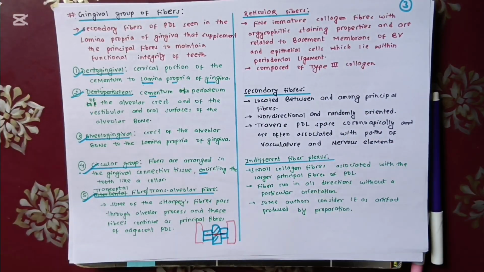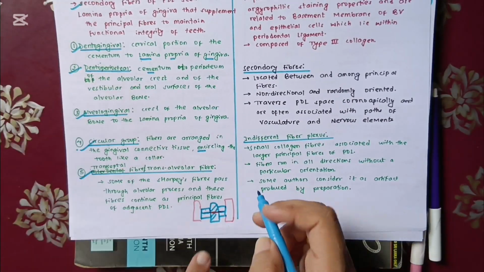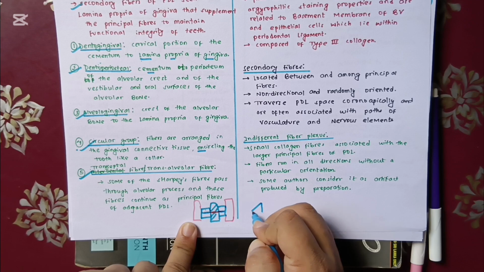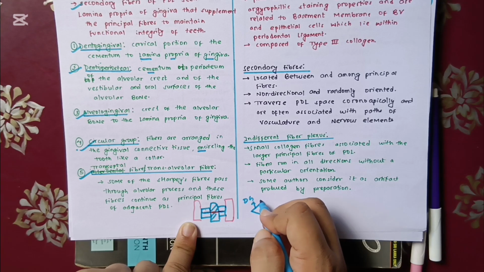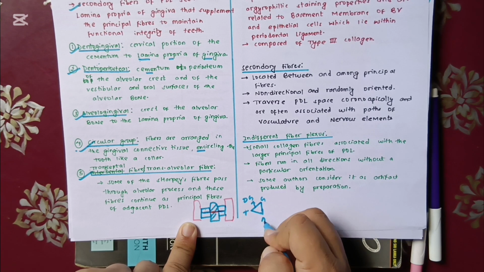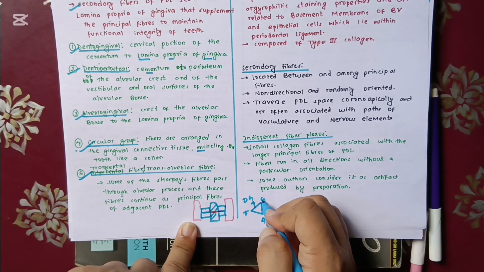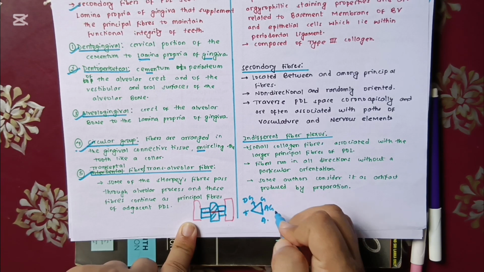I will draw a simple diagram here. This makes a triangle. This is the dentogingival: this is a tooth, this is a gingiva, and this is alveolar bone. So tooth and gingiva, dentogingival. Similarly, gingiva and alveolar bone, this is alveolo-gingival.